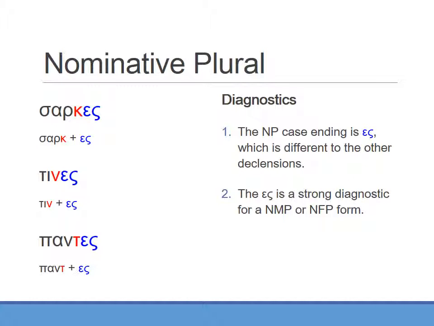The nominative plural case ending is epsilon sigma, -es. This is completely different from the other declensions. We simply add it to the noun stem. So sark plus es, sarkes; tin plus es, tines; or pant plus es, pantes. Nominative plural case ending, epsilon sigma.